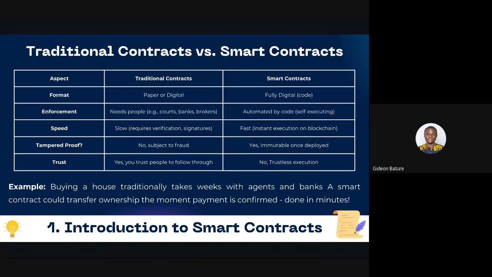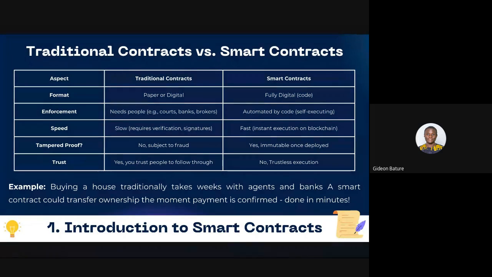All right. The next one is tamper proof. So is a traditional contract tamper proof? No, it's subject to fraud. Anybody can go and change anything. And the bank can just wake up one day and say, from today, I'll be charging people 100 naira, and they'll end up charging you 200 naira. And you can't do anything about it. You have to accept it like that.